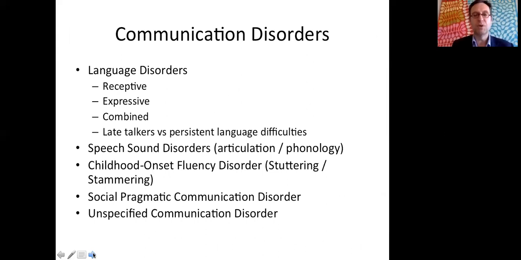Communication disorders is the second group. This is where we're talking about a range of aspects of communication that might be affected. So language is the main modality of communication, and we may see language disorders of receptive, so understanding language, of expression of language, of both expression and receptive language.